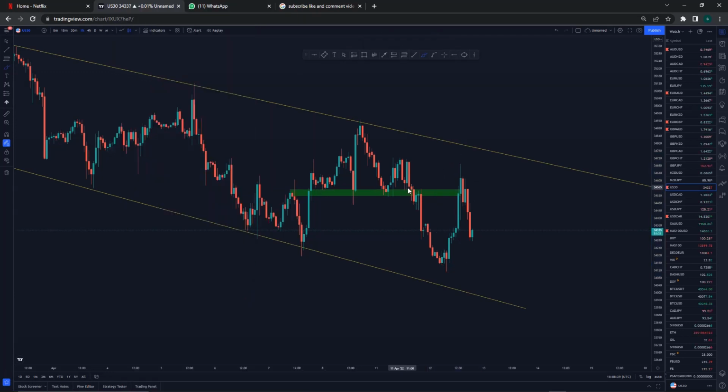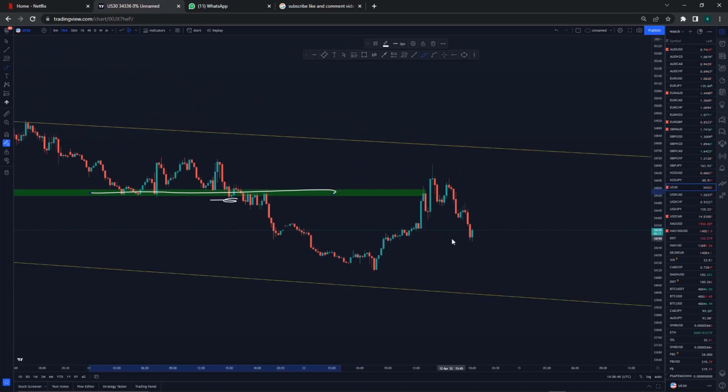Okay then, so now once the market broke the neckline here, you can see one candlestick closed below the neckline. This is the neckline, right? The market closed below the neckline. That means that the structure is now broken. I move to the 15-minute time frame.